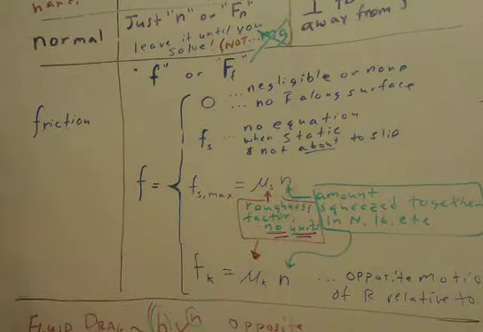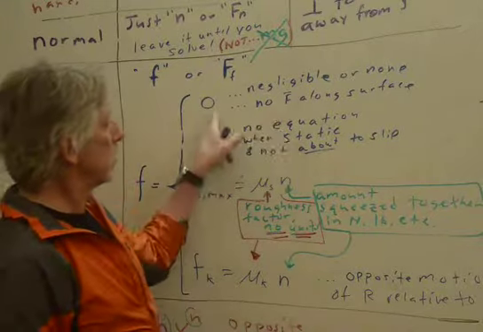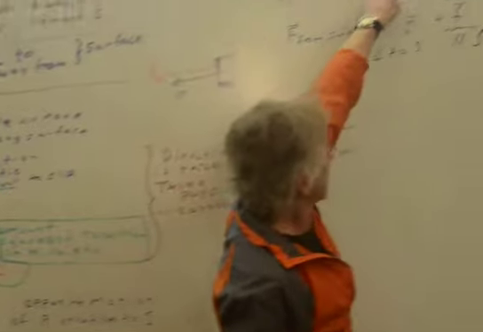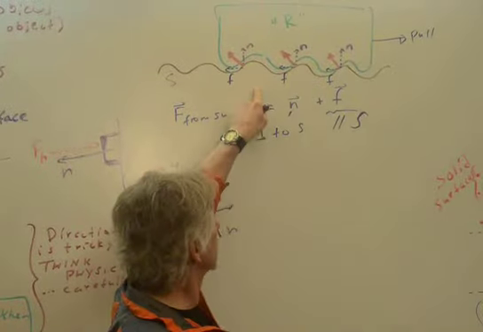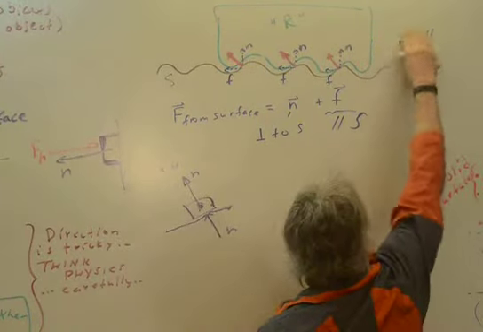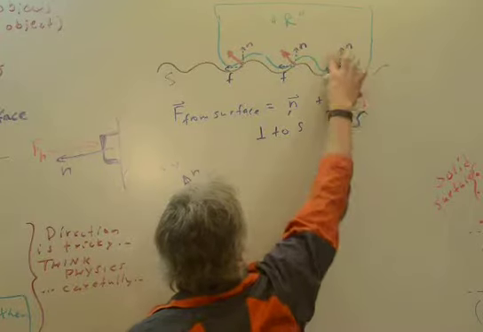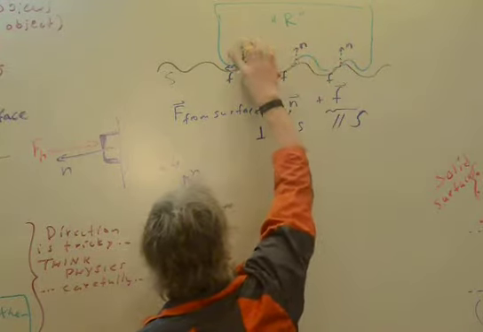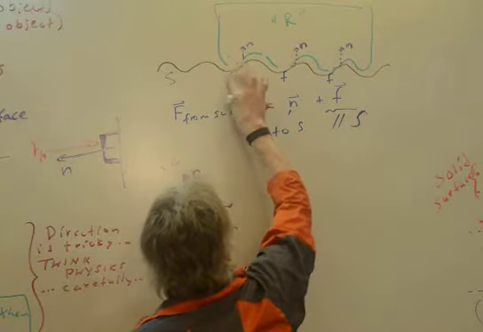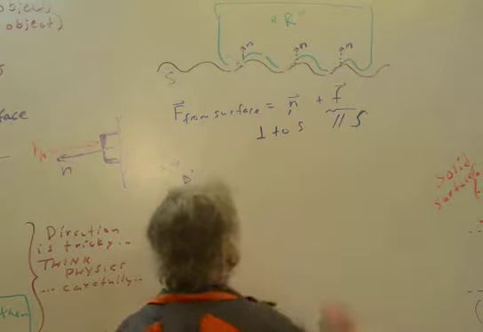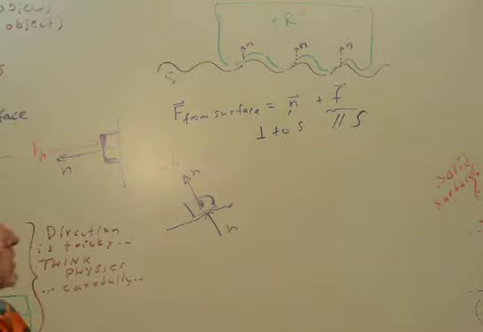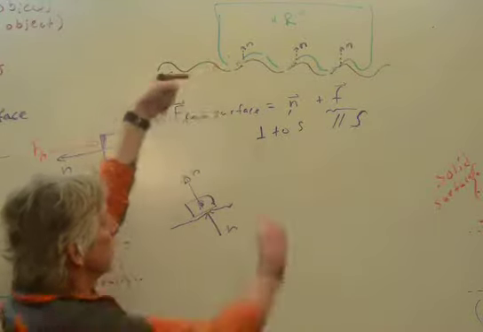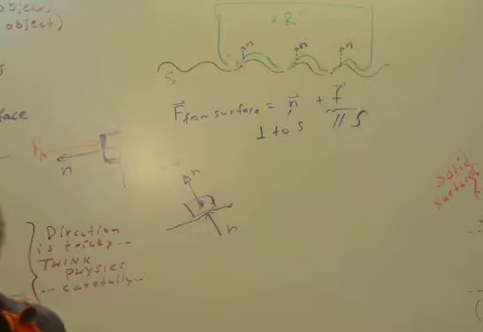Let me go back over here to this picture. So F is 0 if, for example, this guy is just sitting here and I don't pull on it. Well, then all the surface needs to do is hold it up. And there's no friction whatsoever. The surface just needs to hold it up. And there might be some side-to-side contact there, but they're going to be like that, and net force is 0.